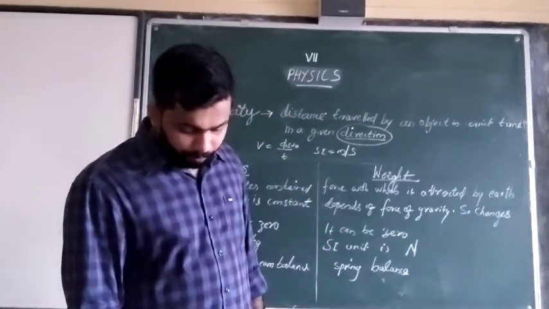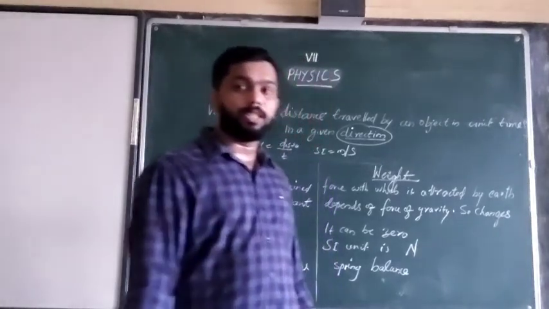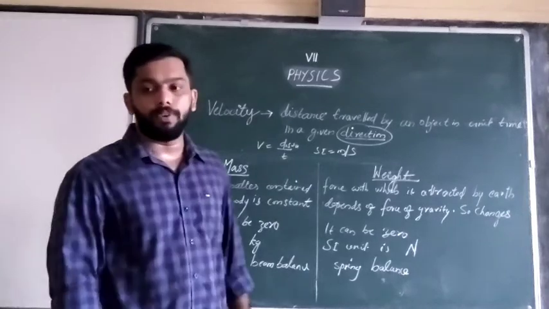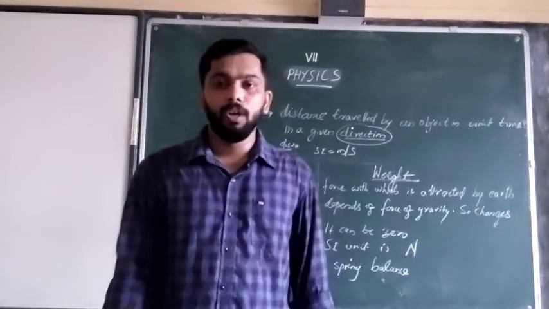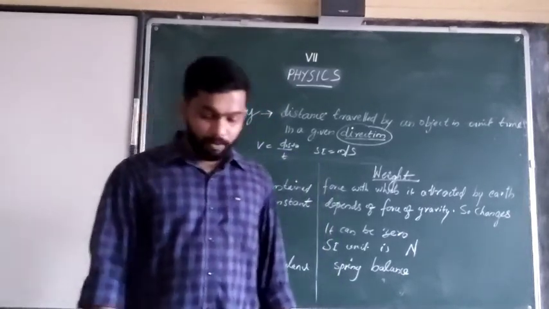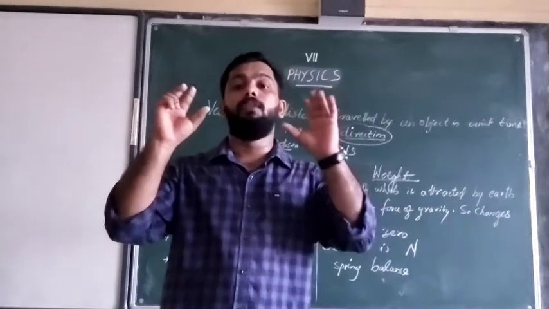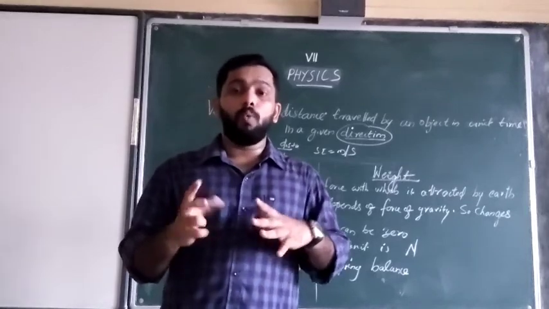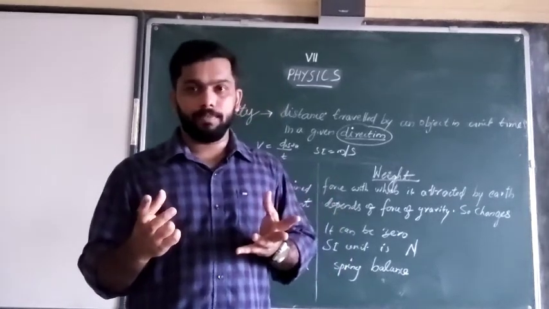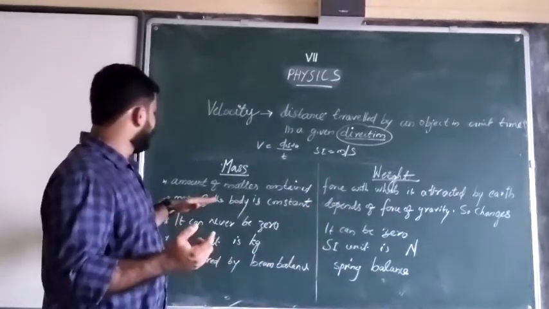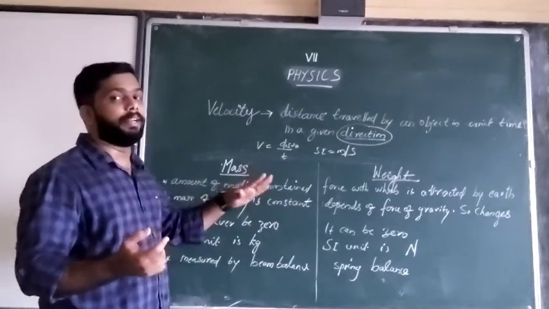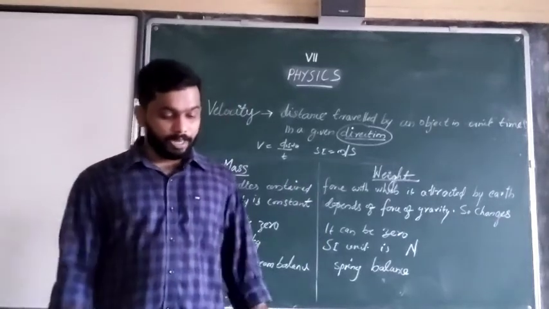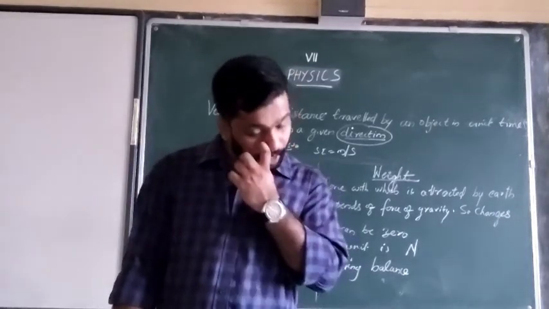Now, next, the last topic of our chapter is mass and weight. In mass and weight, I am sure that we have already learned what mass is and what weight is in class 6. So what is the mass of an object? The amount of matter contained in the body is called the mass of an object.